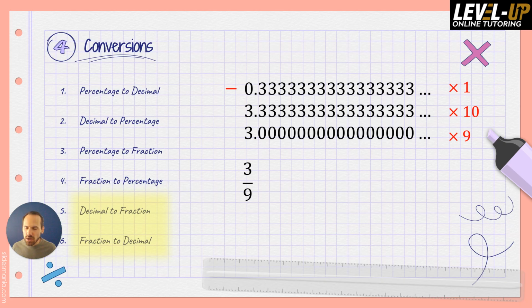So there you go, we have it as a fraction. It's 3 over 9, which we can then simplify to 1 over 3. And you might have already known that with this one, 0.3 recurring is basically a third.